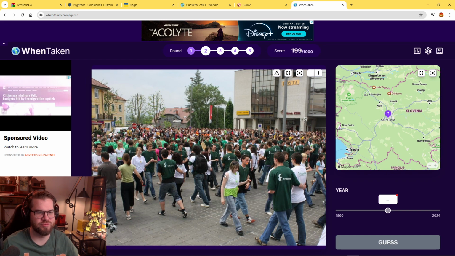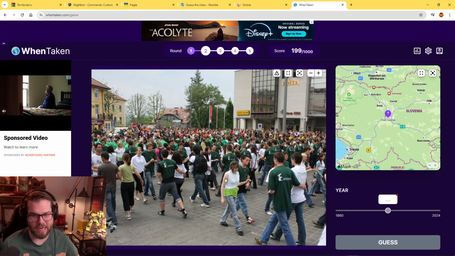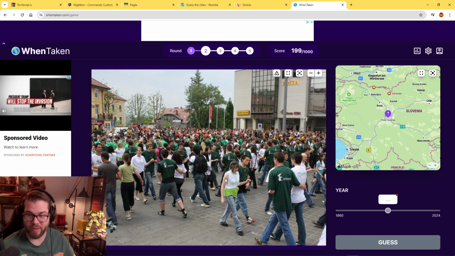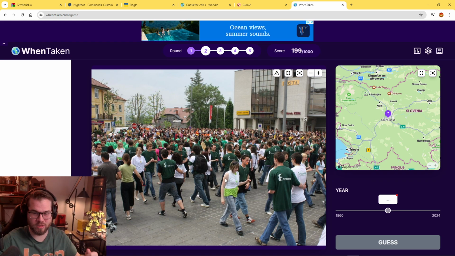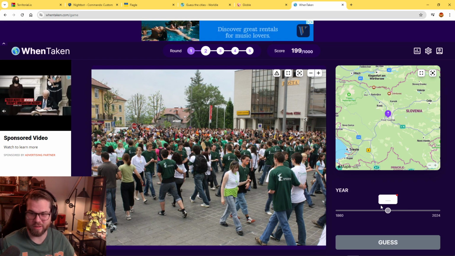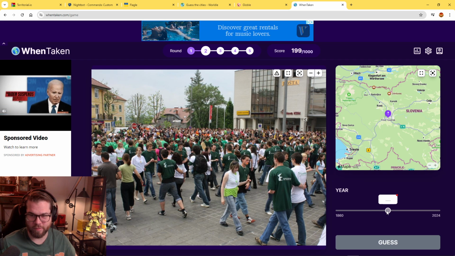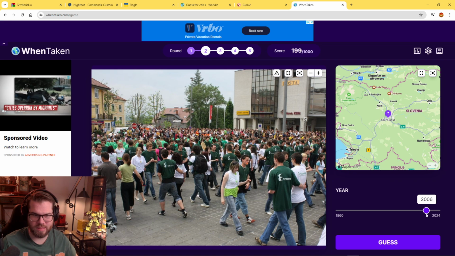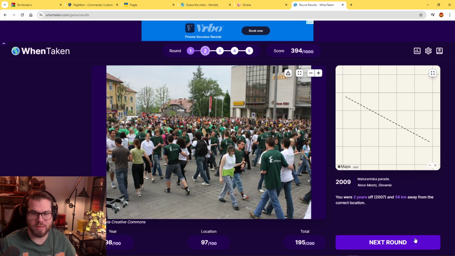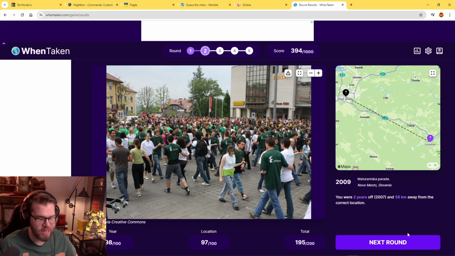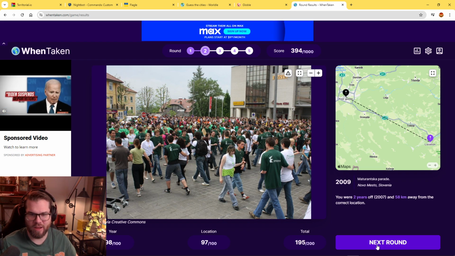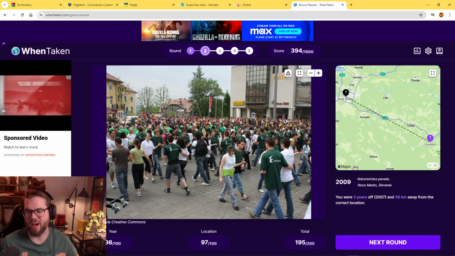Now, when is this? Here's the thing. I could date this photo if it was with more American clothing. I don't know European clothing that well. I went over to Germany once, and I was just like, dang, y'all's clothing's weird. The way you wear your clothing is completely different. So I don't know, but I'm gonna go off the photo. I'm gonna say this is 2006. I could be way off. Yeah, we'll say it's 2007. 2009. The man's on fire. He cannot be stopped, ladies and gentlemen. 2 years off, 195 points. This is some kind of parade in Slovenia. Thank you, post office.